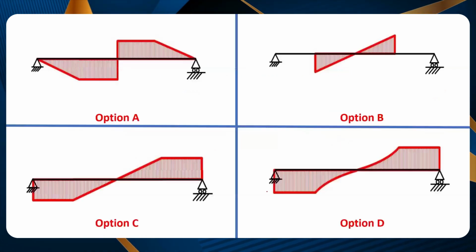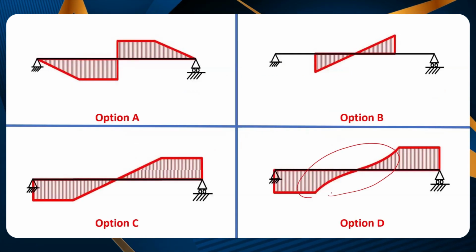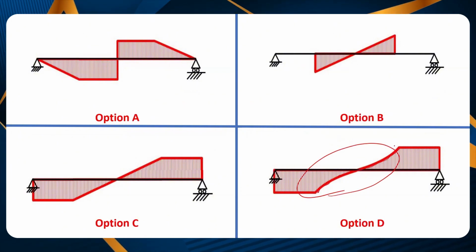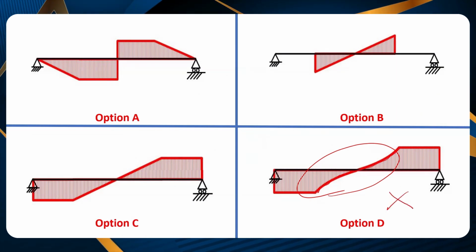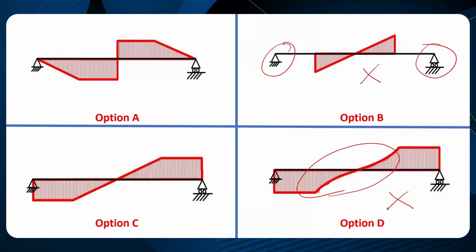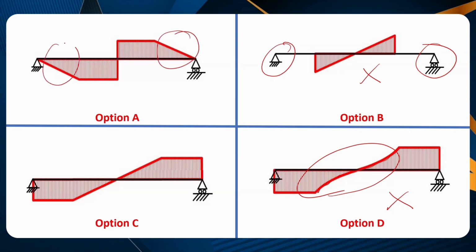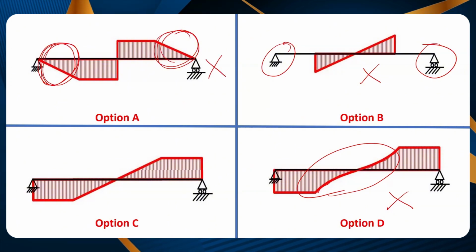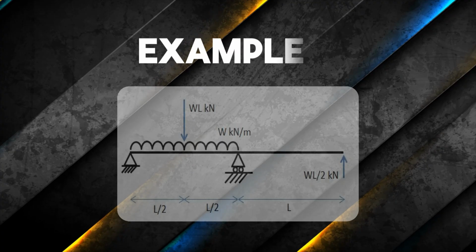Let's see what options we have. This is not possible because this is a uniformly varying load. It looks like a bending diagram rather than a shear force diagram, so we will cross that. This is not possible as well. This is assuming that we don't have any reactions over here, and this is not possible either because we don't have any inclined forces over here. Incorrect. So the correct option is option C. Let me move to the next one.